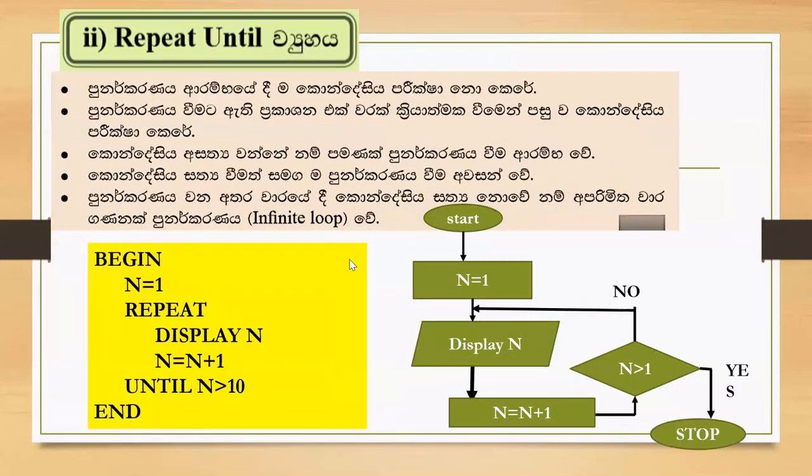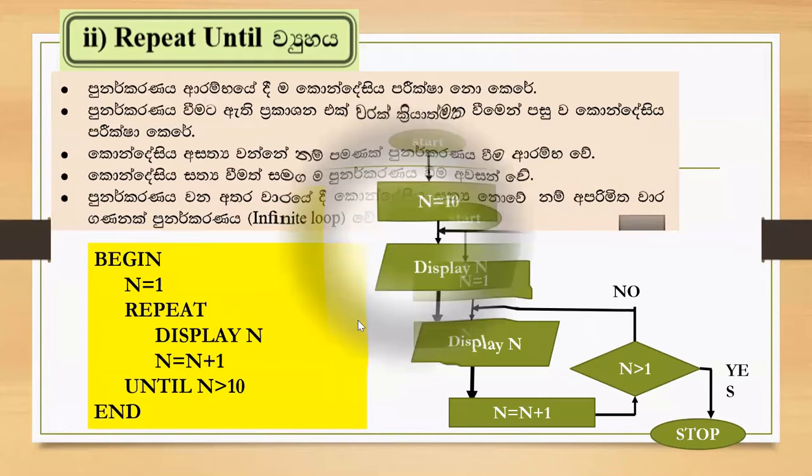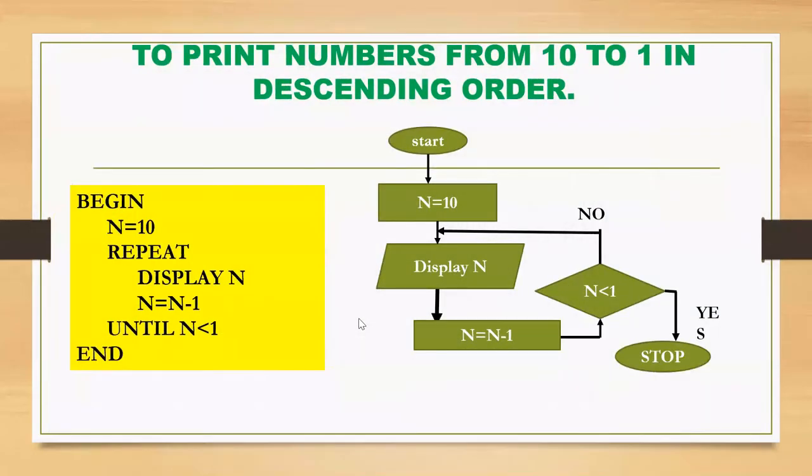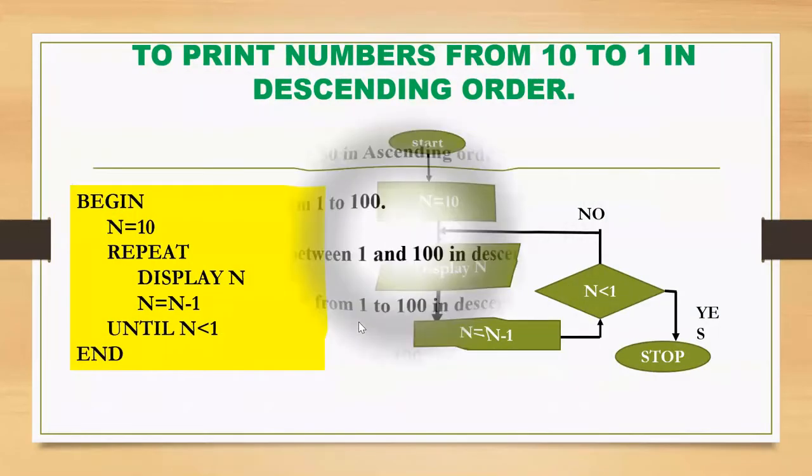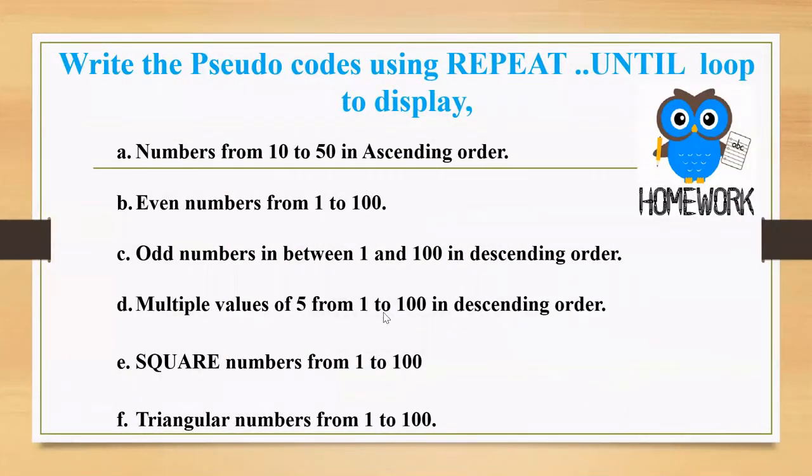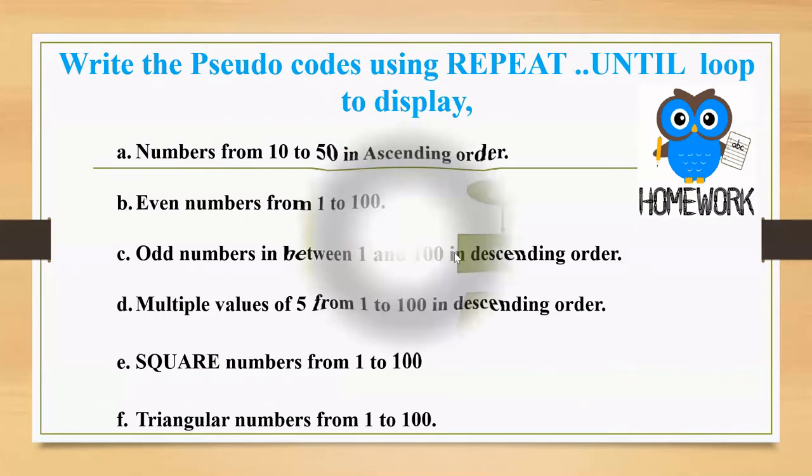Right. So this is what we discussed, right? Now I have to go to discuss the homework. Those are the same homework, right? But you should use a repeat until loop here, right? Now you can check your answers, right?